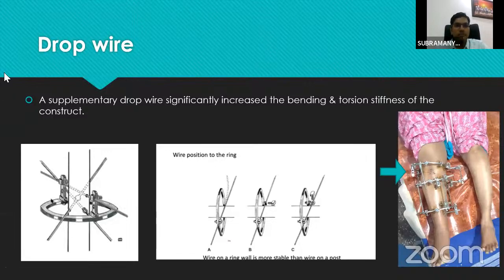So what is a drop wire? A supplementary wire which significantly increases the bending and torsional stiffness of the construct. Here you can see that normally in each fragment you have to apply at least 2 rings. Where you are not able to apply 2 rings, you are able to apply only 1 ring. You add an additional drop wire to increase the stability of the construct. So here you can see in the proximal tibia where there is a deformity, we added a drop wire additionally to provide more stability to the construct.